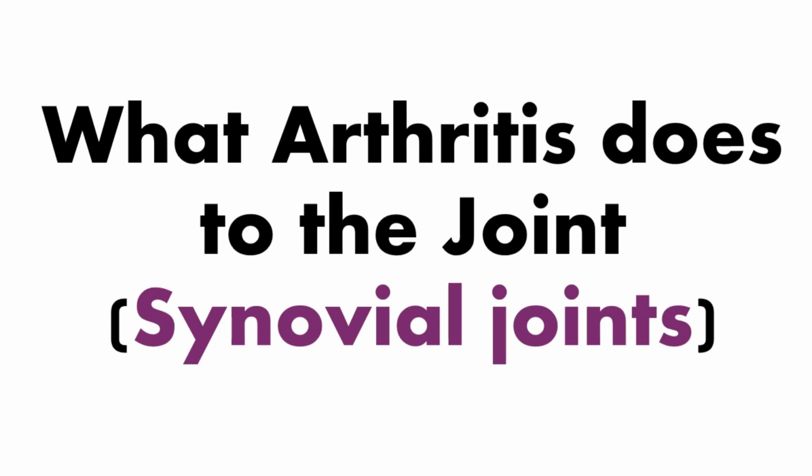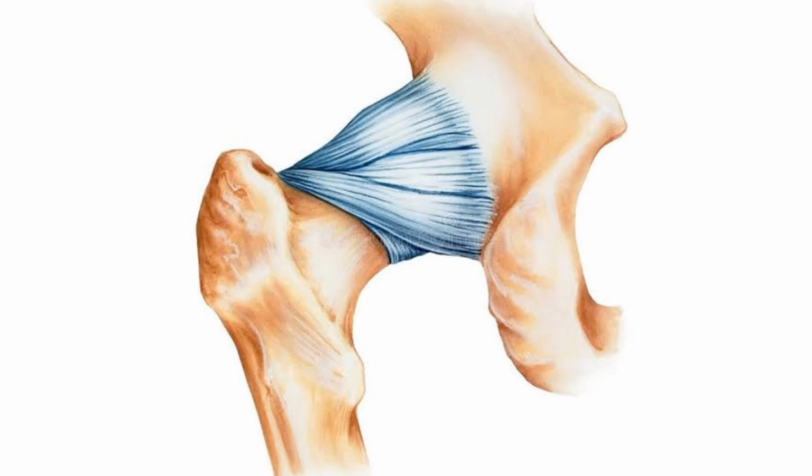In this lecture, I want to show you what arthritis does to the joint. Arthritis mostly attacks the mobile joints of the body known as the synovial joints, like in the hip, the knee, your fingers. The majority of the mobile joints in the body are synovial joints, and those are the joints that fall prey majorly to arthritis, especially osteoarthritis.